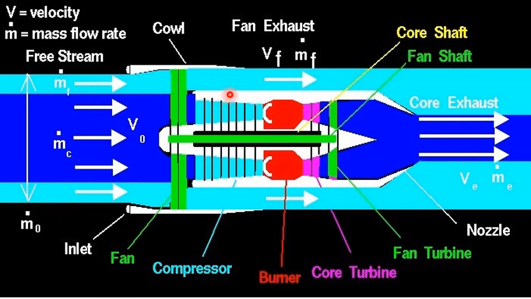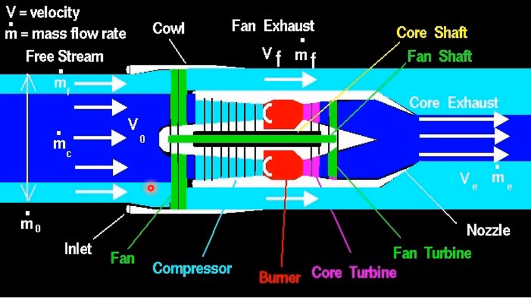M dot f is the mass flow rate of the air exiting through the fan bypass section, and m dot c is the air that is entering the core region of the fan, the core engine region. And what happens is that this is the core exhaust region, where ve is the velocity of air at the core exhaust, and m dot e is the mass flow rate of the core exhaust.